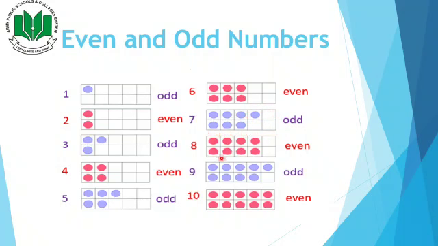8. 8 has four equal pairs, so we call it even number. 9. 9 has four equal pairs and one number is all alone, so we call it odd number. 10. 10 has five equal pairs, so we call it even number.